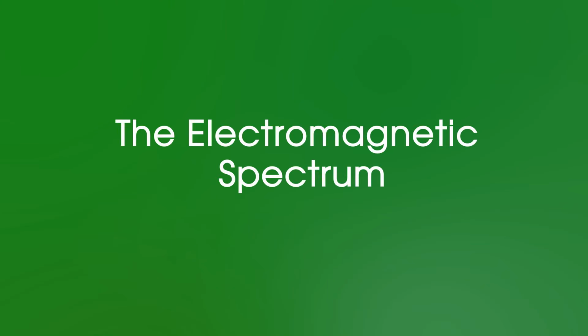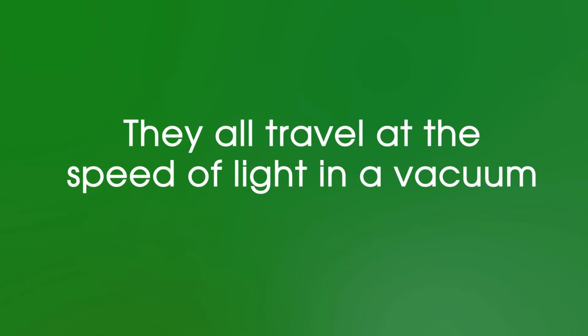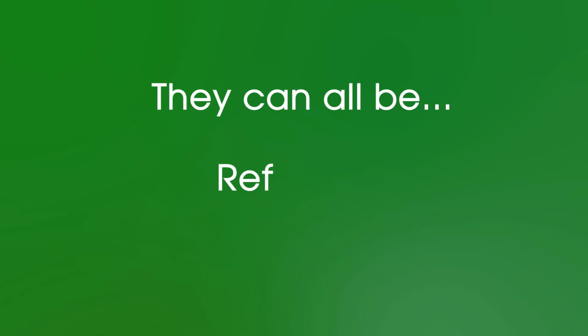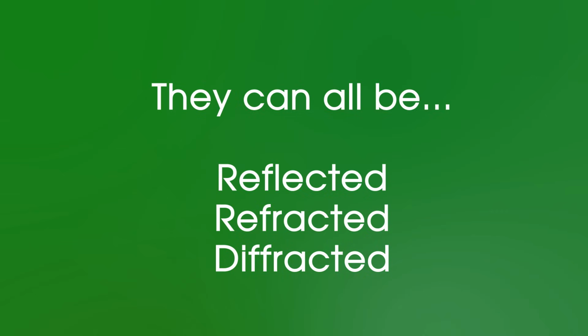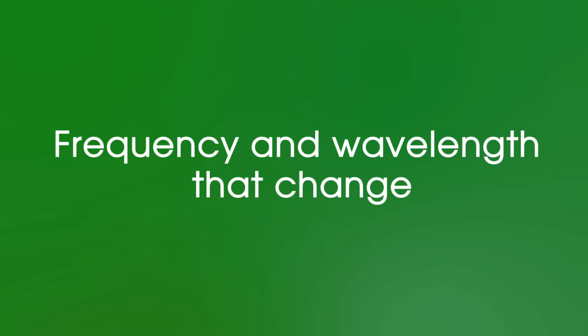The electromagnetic spectrum. Light is actually an electromagnetic wave and is part of a whole spectrum of waves called the electromagnetic spectrum. The waves all have certain things in common. They all travel at the speed of light in a vacuum, and they can all be reflected, refracted and diffracted. So, how are the different parts different? Well, it's the frequency and the wavelength that change.